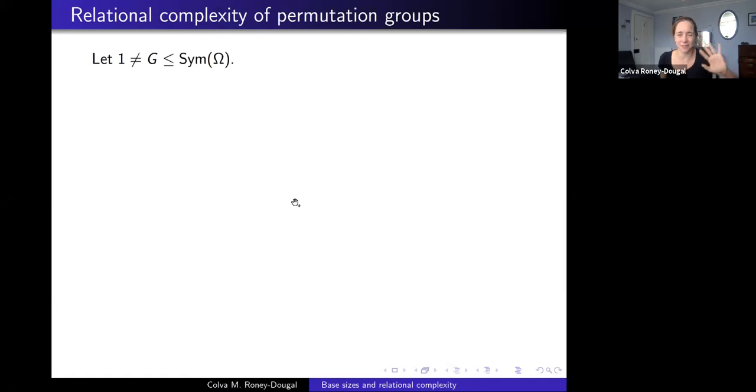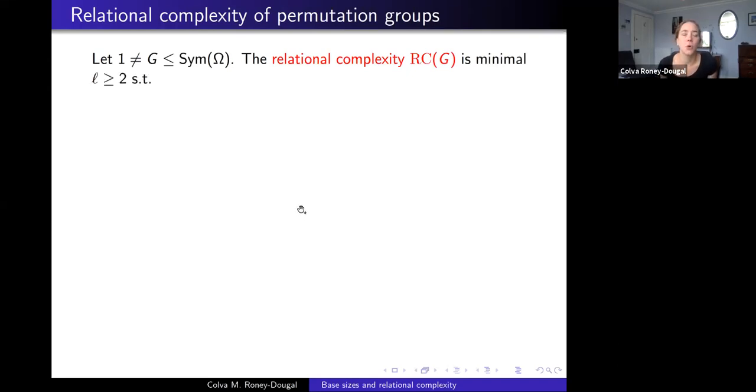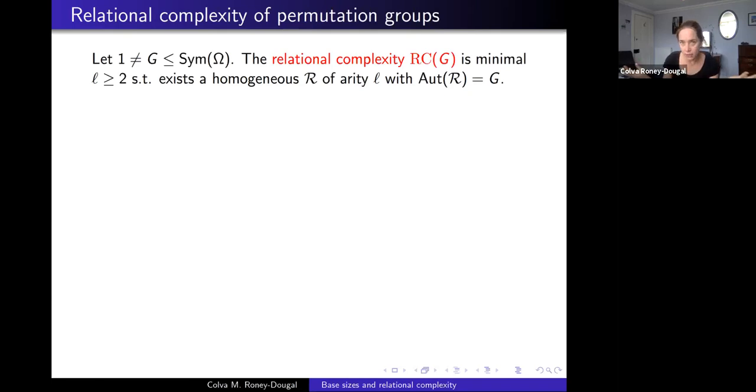Okay, well, let G be, and for convenience on this slide, I'm just going to talk about non-trivial groups G. Then the relational complexity of G is defined to be the smallest L such that there's a homogeneous R of arity L, so some homogeneous relational structure whose automorphism group is G. So suppose I want to find a combinatorial object where G is the automorphism group, and I'd like it to be homogeneous. What's the smallest arity I can do it with? There's a construction that says you could always do it on at most omega points. You throw down the orbits of G on everything, and the orbits of G on everything winds up being homogeneous. It's not very interesting.